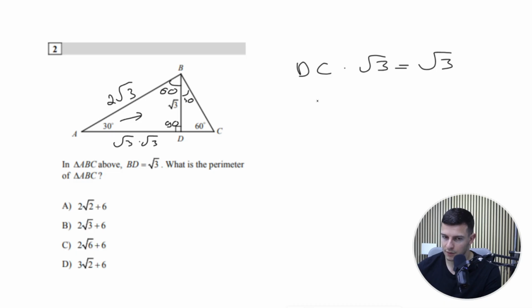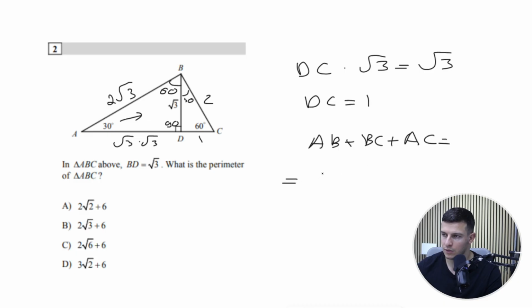Take a moment to think through it, yes? Which means DC is going to be 1. So this is 1. And with the same rule, the hypotenuse is going to be 2 times that, so BC is going to be 2. We're looking for a perimeter here, so AB plus BC plus AC.